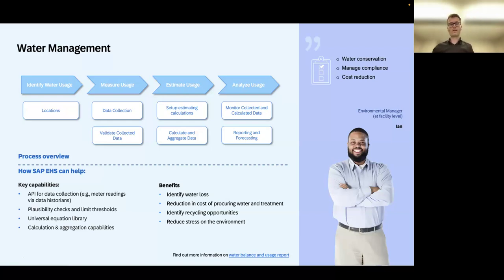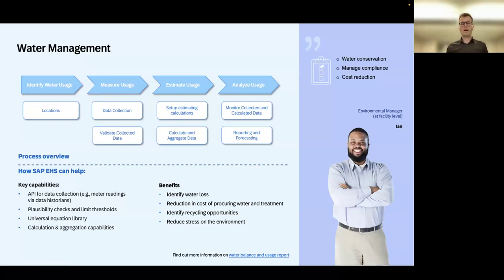Additionally, due to the scarcity of water where the facilities are located, especially in arid ones, there's pressure for Ian also to optimize the water use overall in the facility. By achieving that, this can help Ian to reduce the cost of procuring the water on one hand, but also the treatment costs of the discharge water. And additionally, Ian has the duty to manage the compliance to water-related regulations and permits.